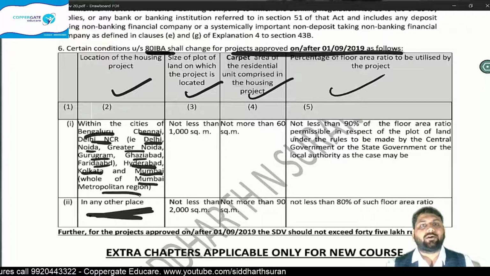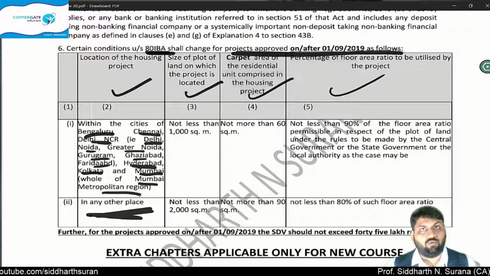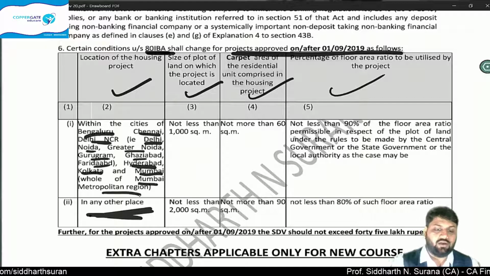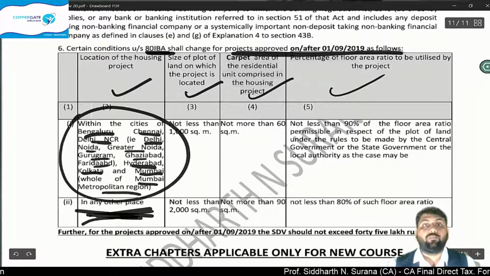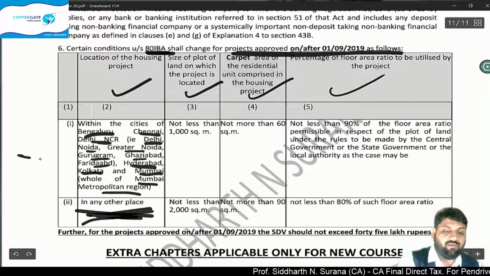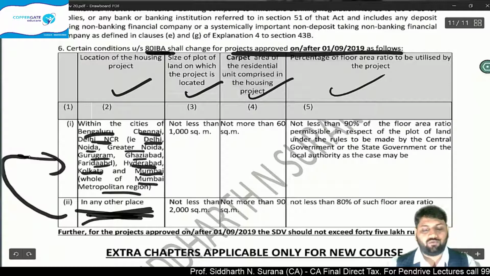covering Mumbai Metropolitan Region. That means now in metro cities, we were covering Mumbai, Delhi, Chennai, Kolkata. We will add Bangalore, the entire city, Hyderabad, the entire city, and along with Delhi NCR and along with Mumbai, Mumbai Metropolitan Region will also be covered. And now other places will cover anything other than this. So basically the definition of metro cities has some additions which are removed from here and put over here.